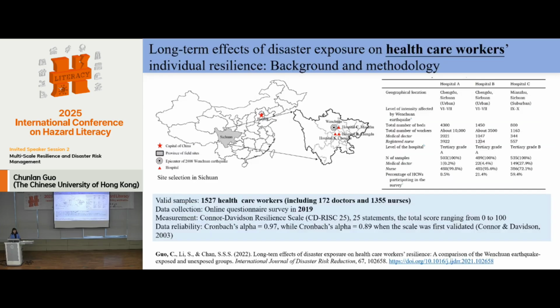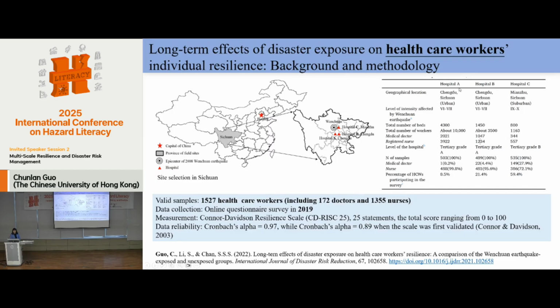Now let's look at a piece of work applying the Connor-Davidson Resilience Scale to assess healthcare workers in a post-disaster setting. I and my team applied this scale to assess healthcare workers in Sichuan. We know that in 2008 there was a disastrous earthquake in Sichuan. It caused 100,000 deaths and numerous injuries as well as damage in the areas.